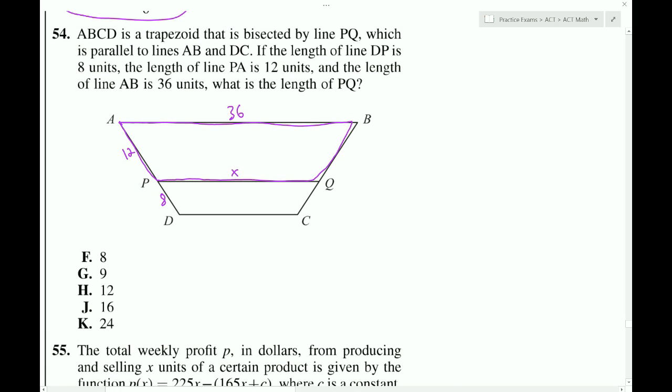How do I do this? Let me think for a moment. Won't that be equal?